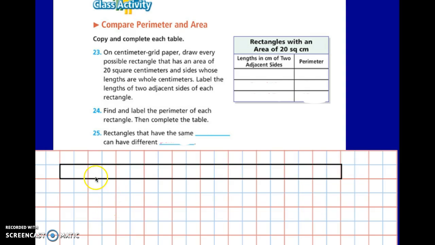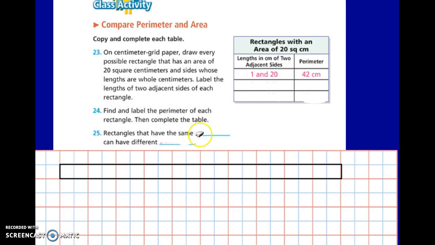All right, so here's the 1 by 20 rectangle. That's the length that we found here. It's a 1 by 20. We have to calculate the perimeter. Well, we know that this is 20 and this is 20, so that gives us 40 plus 1 and another 1. So we get a perimeter of 42 centimeters.